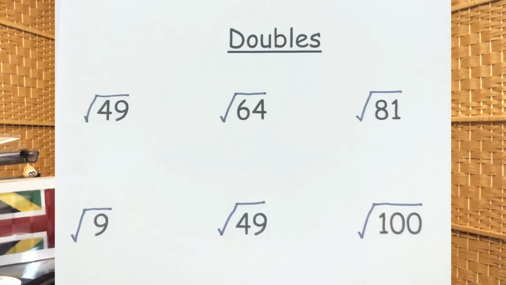And let's not forget about these square roots here. These are numbers that when you look at them, you can immediately know, if you know your times tables, that is, what numbers can be doubled in the multiplication tables that will give you the square root.